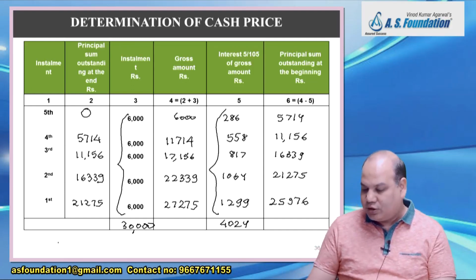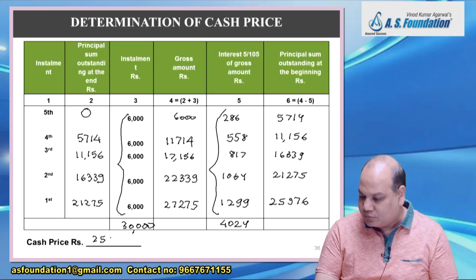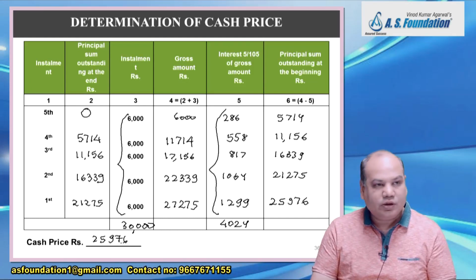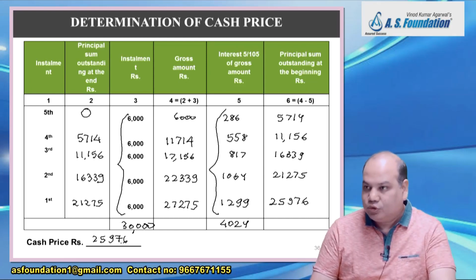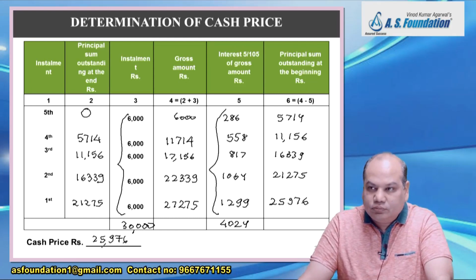Therefore, cash price is rupees. Which figure is cash price? 25976 rupees. 25976 is the cash price.